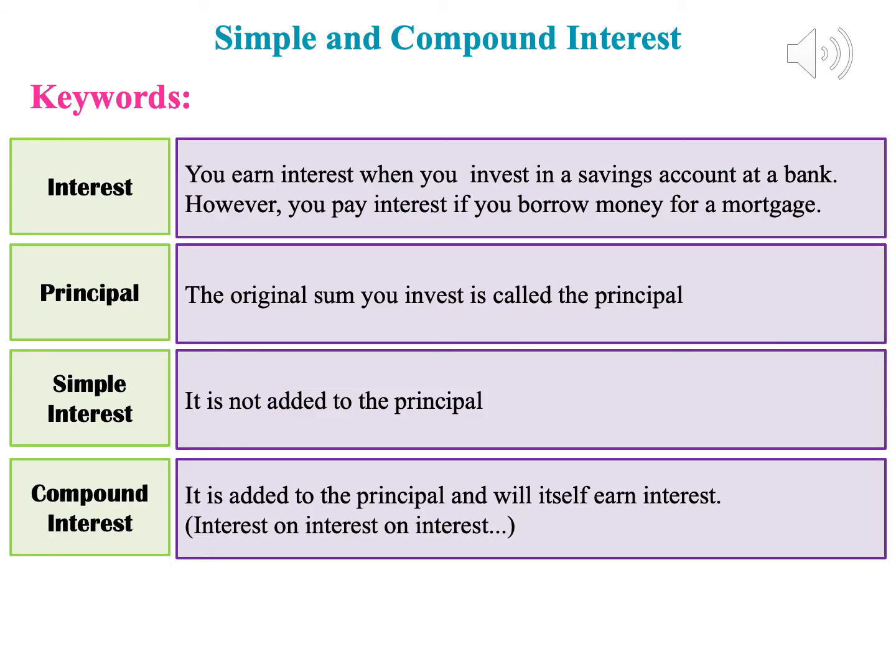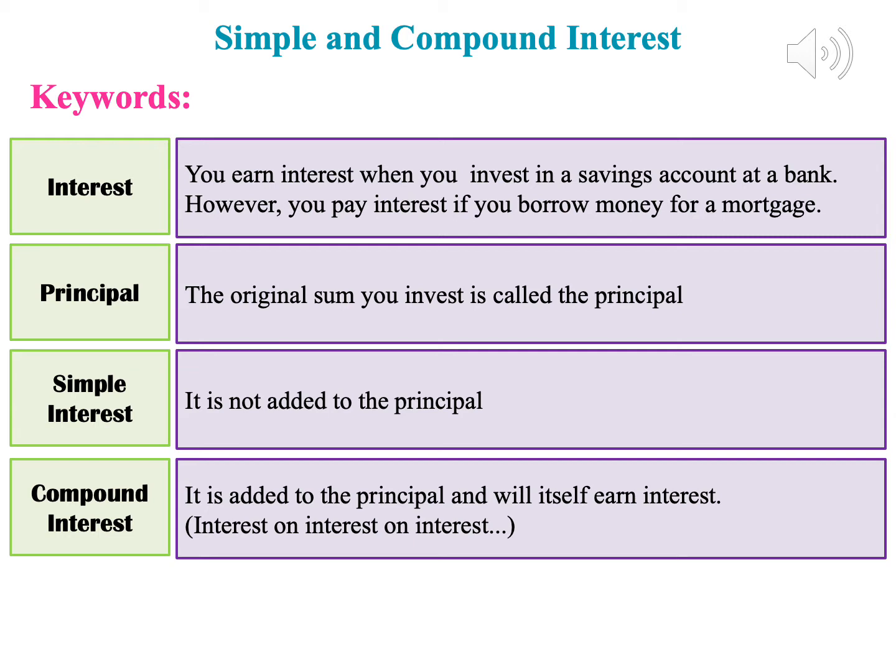So what we have here are certain keywords that we're going to need for this chapter. So interest, you either earn interest on your savings or you pay interest on your borrowings. And for example, a borrowing would be a car loan or a mortgage. The principal is the original sum of the money that you invest. It's not what we would refer to as a principal of a school. It's got a different meaning now.